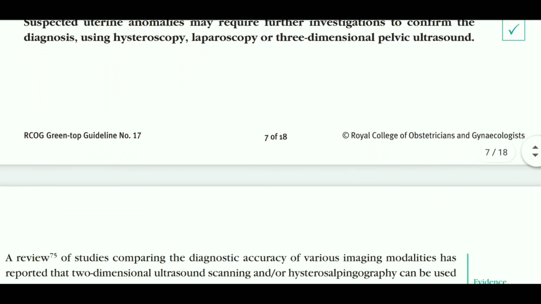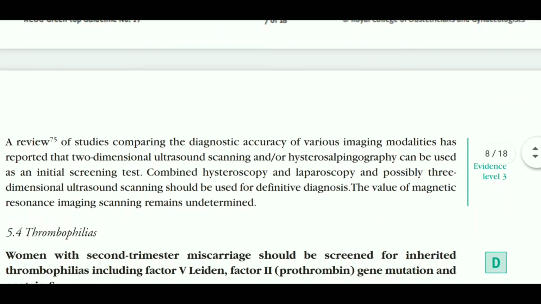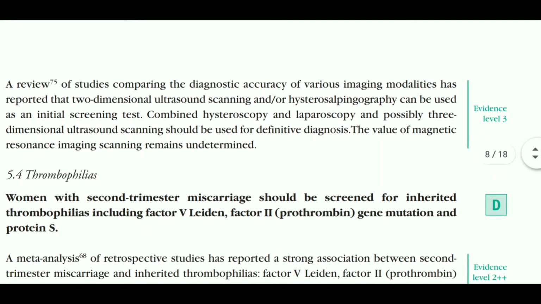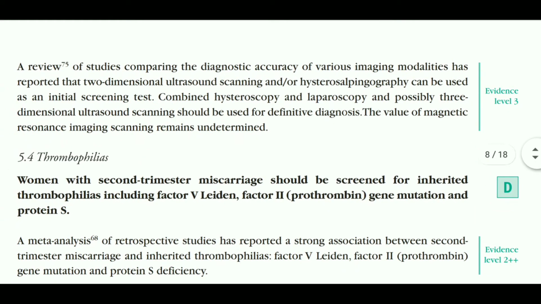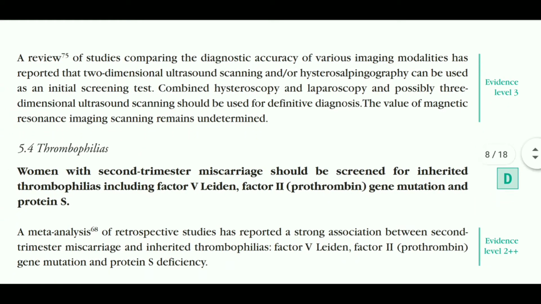Okay. Now, a review of the studies comparing the diagnostic accuracy of the various imaging modalities has reported that 2-dimensional ultrasound scanning and/or hysteroscopy can be used as an initial screening test. Combined hysteroscopy and laparoscopy, and the possibility of 3-dimensional ultrasound scanning, should be used as a definitive diagnosis. The value of the MRI remains undetermined.